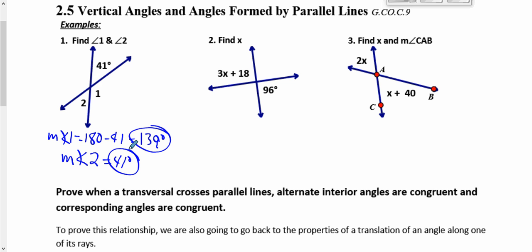Anybody get number 2? At least have an equation for number 2. What's the equation? Nobody got it yet? That shouldn't take long. Okay. Yes. Angle 2? They're vertical angles, and all vertical angles are congruent. Right? So that's 41, that's 41. Vertical angles congruent.